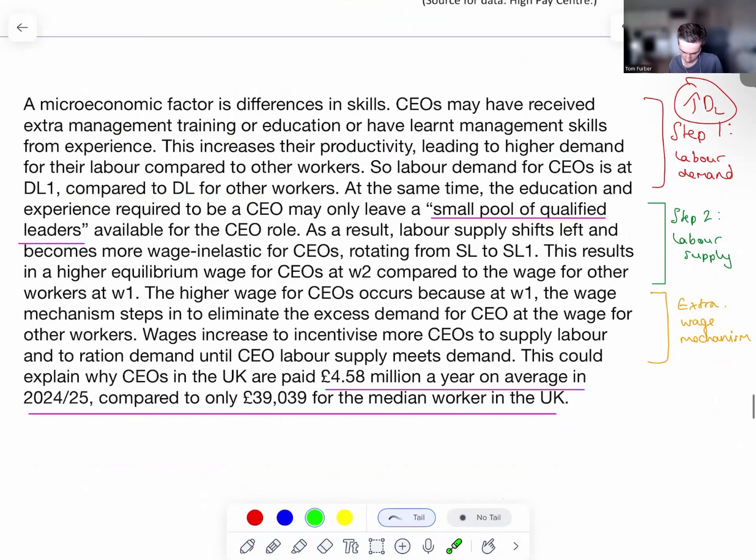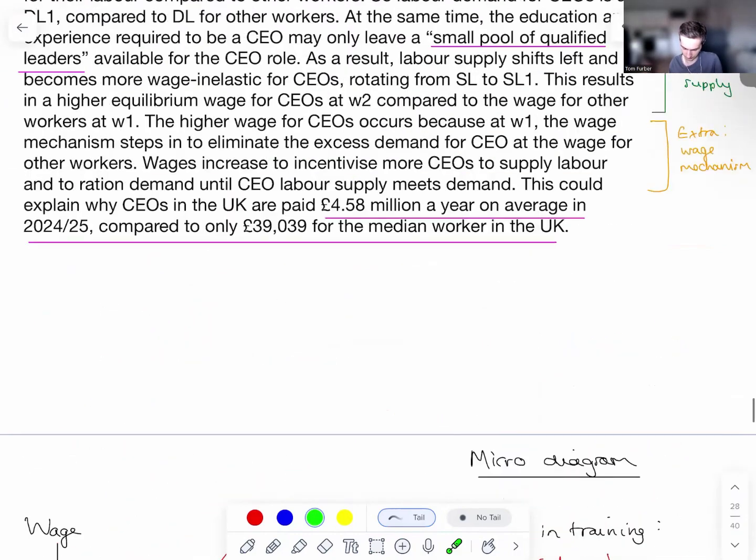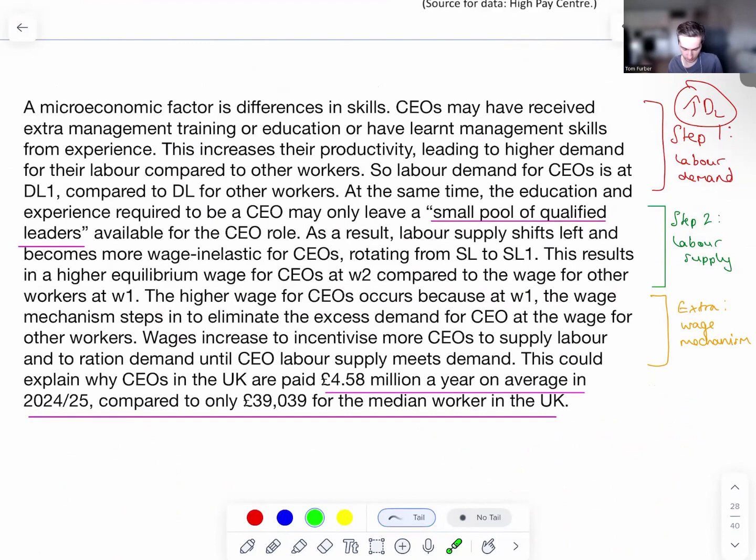So in this diagram below, labor demand is going to be higher for CEOs, it's going to shift right, compared to other workers. Now, at the same time, the education and experience required to be a CEO may only leave a small pool of qualified leaders available for the CEO role, using the extract there. Note. As a result, labour supply shifts left and becomes more wage inelastic for CEOs, rotating from SL to SL1.